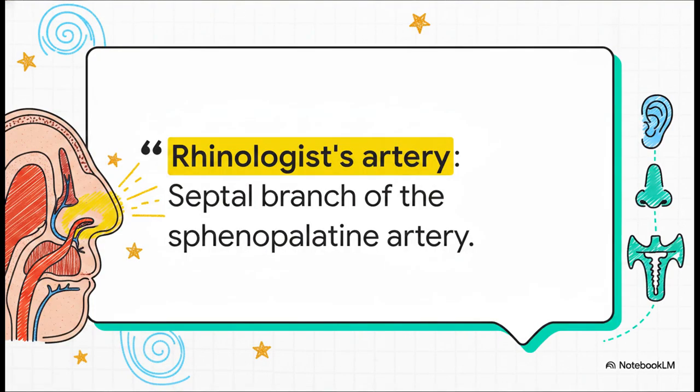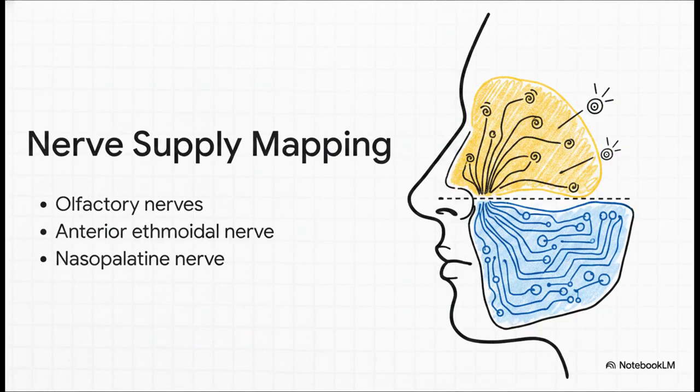Now here is a golden fact to remember. Out of all those arteries we just listed off, the septal branch of the sphenopalatine artery is uniquely known as the rhinologist's artery. It is absolutely the most critical artery for ear, nose, and throat doctors to know and manage. Okay, so moving from the plumbing to the wiring, let's map out the sensory network. The nerve supply here is highly specialized. The top 1/3 of the septum is wired strictly by the olfactory nerves, so that's your sense of smell. Meanwhile, the rest of the wall is serviced by the internal nasal branch of the anterior ethmoidal and the nasopalatine nerve, which handles general sensation. It's just a really clear, optimized division of labor.